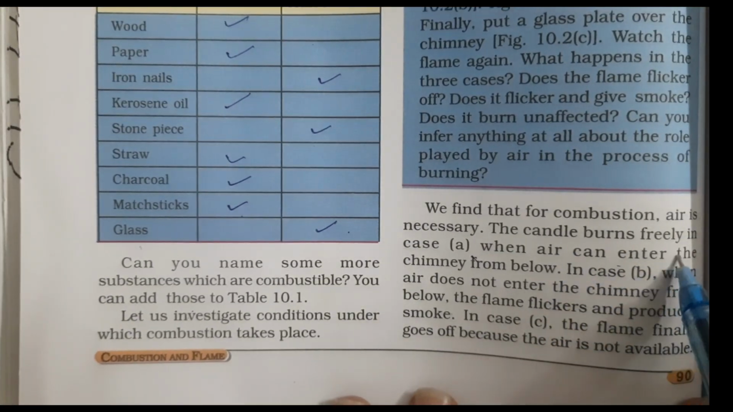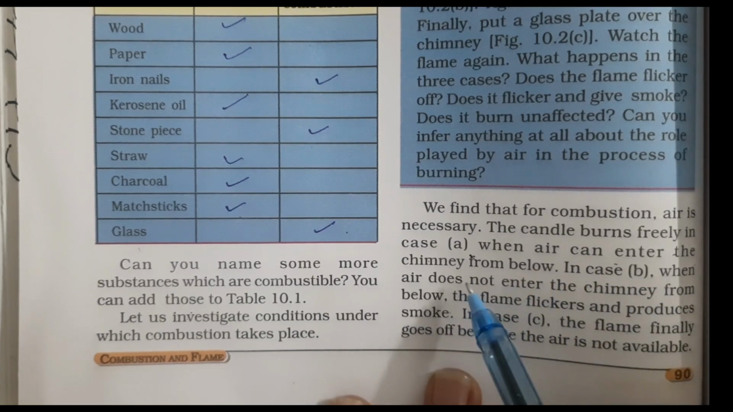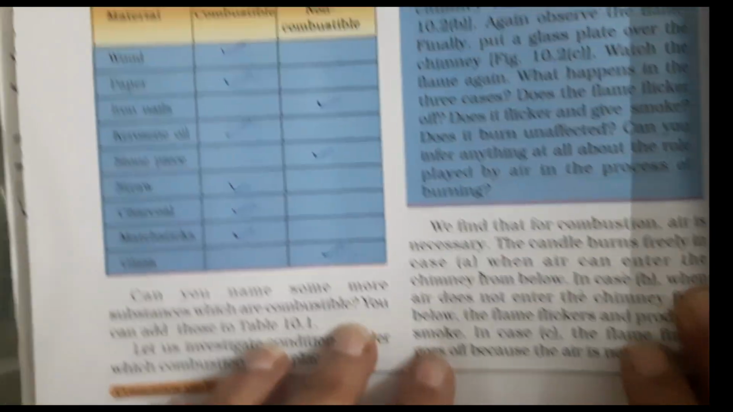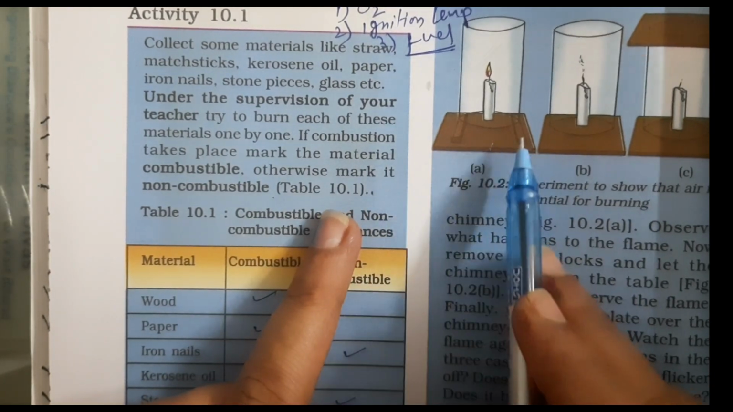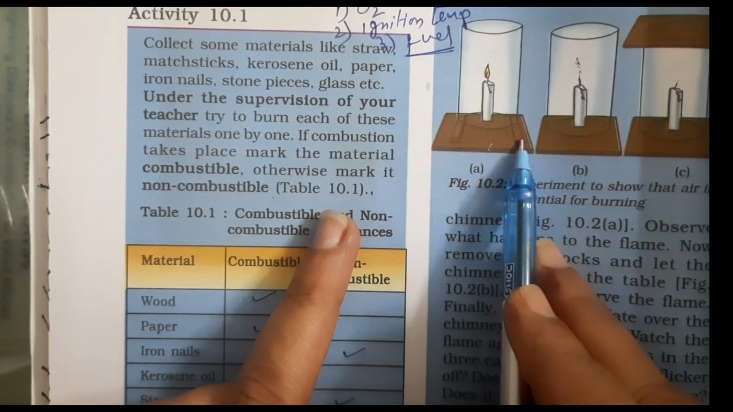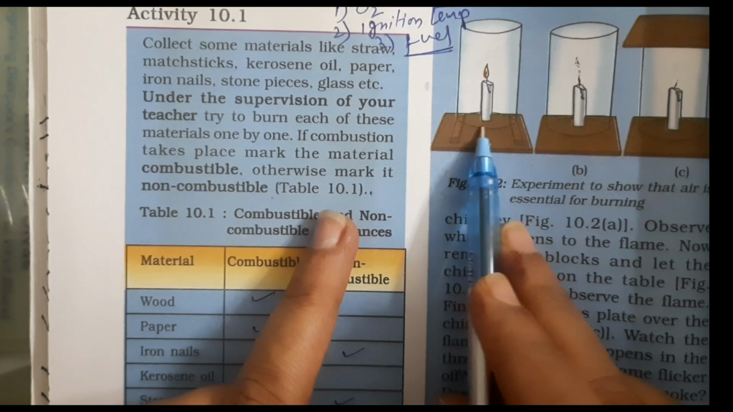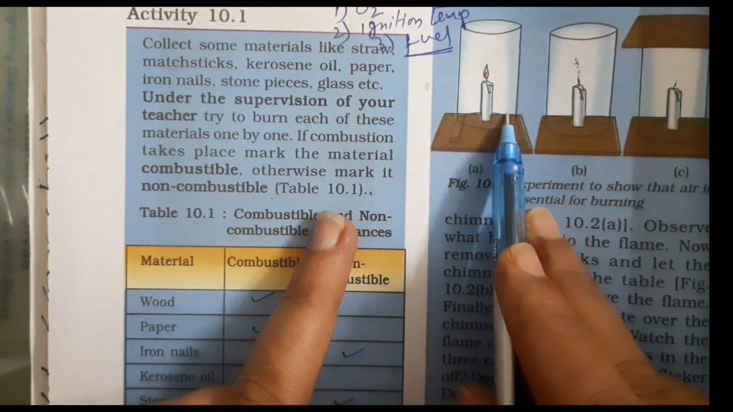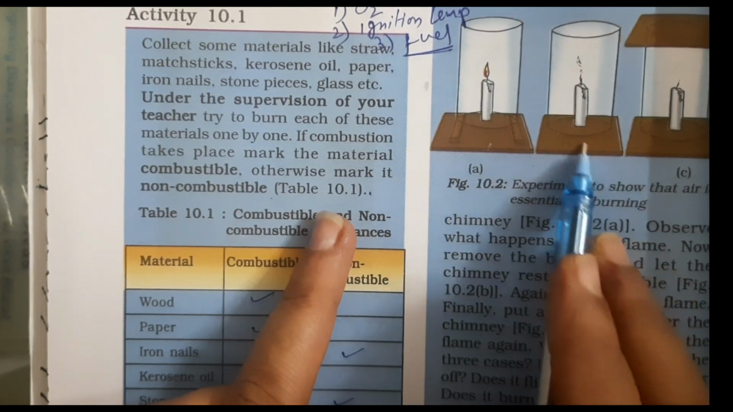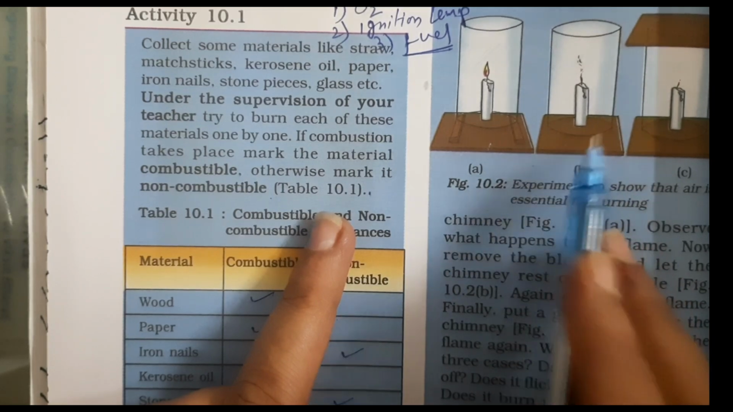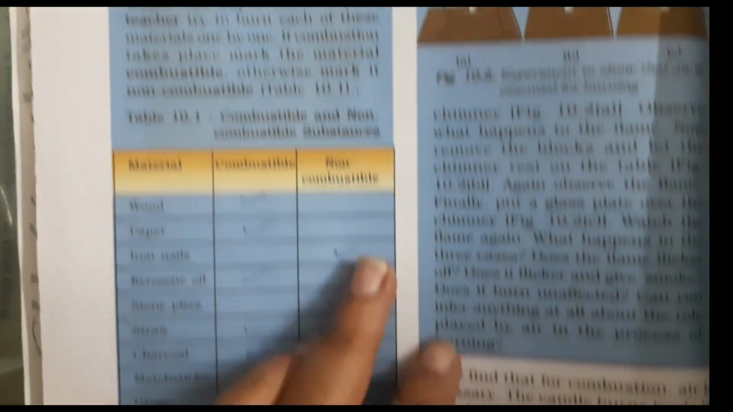The glass burns freely in case A, when air can enter the chimney from below. So here in the first case, you can see in the activity, they have taken the block which is on a certain raised platform. So here the chimney is getting some opening. From the bottom, oxygen is entering, so it is continuing to burn. Whereas for the second case, it is completely flat, so no oxygen is there. Availability of oxygen is not there. So after a few minutes of burning, it will put off.